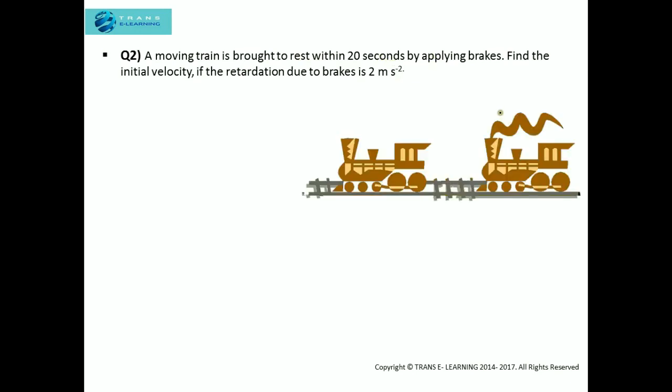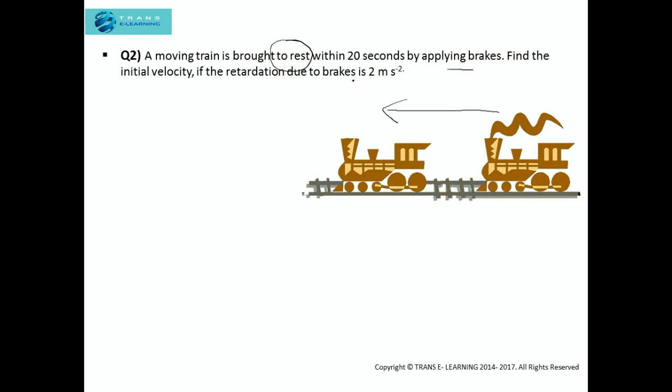Now the next question. A moving train is brought to rest within 20 seconds by applying brakes. You can see a moving train here. It is brought to rest within 20 seconds by applying brakes. So which of the velocity is zero, whether the final or the initial?